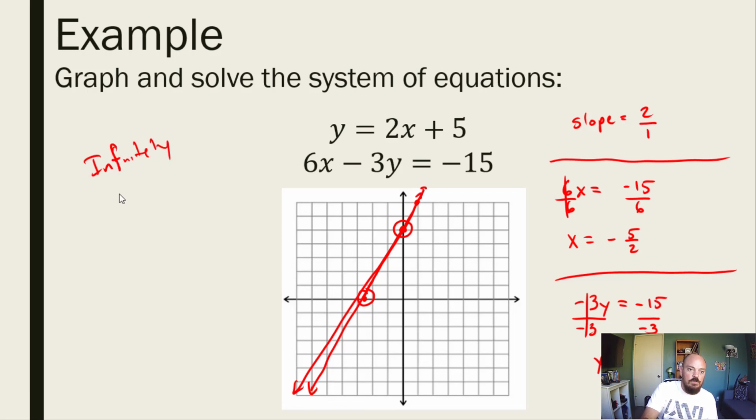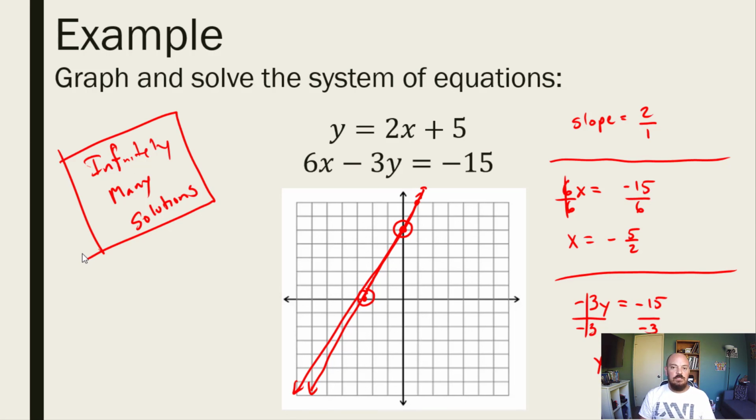Infinitely many solutions. We're saying, we can't really give an answer to it because there are too many of them. All the points, like this point here is a solution, the two intercepts that I circled are solutions, any point on the line, all of these points on the line are all solutions.